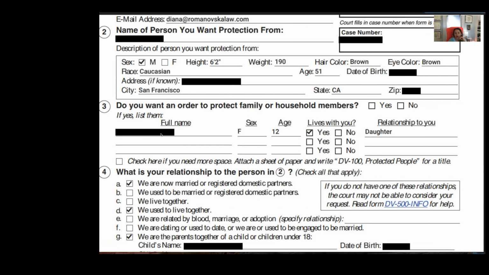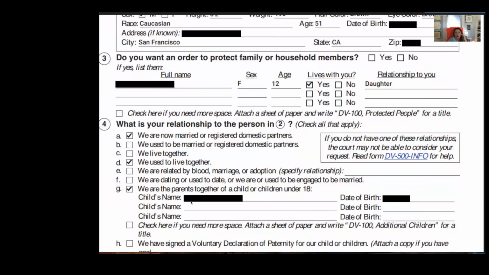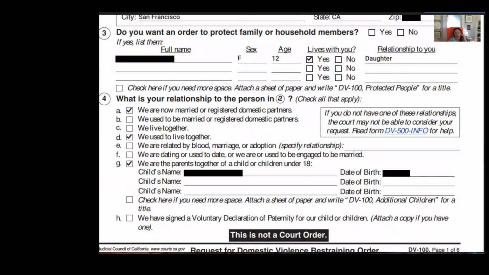In number 3, if someone is living with you who you would like to be protected, such as a child, a partner, a neighbor, anyone who is living with you, you fill out this information and type in relationship to you. So what is your relationship to the person in number 2? And that is the perpetrator.